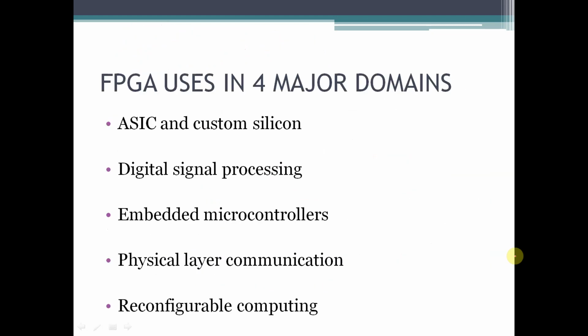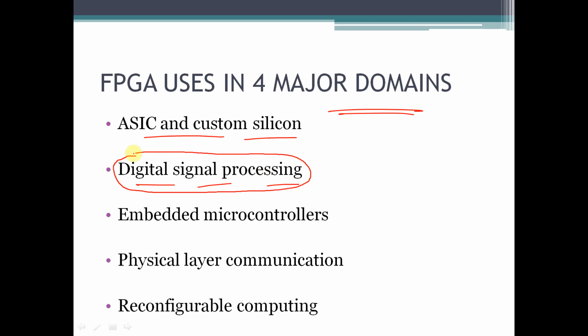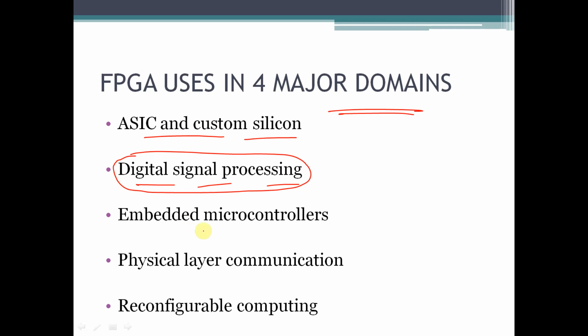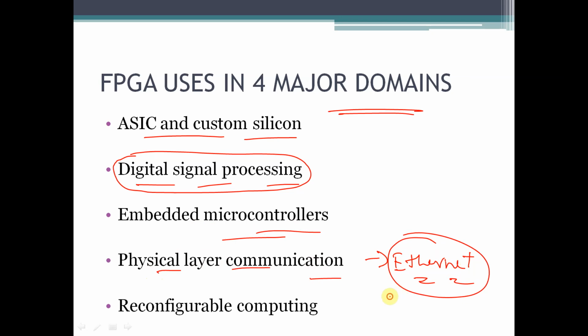Now, FPGAs are used in major domains. One is ASIC and custom silicon, and another is digital signal processing. We have DSP cores in FPGA, and I will show what those are. Due to the parallel processing feature also, FPGAs are used in DSP, embedded microcontrollers, and physical layer communication like Ethernet data reception and Ethernet protocols. We also use FPGA in reconfigurable computing. So these are the five major domains where FPGAs are used.